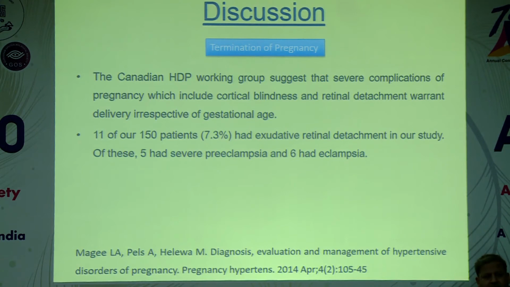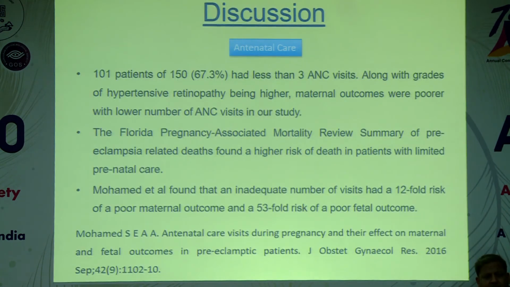But we are also hypothesizing that if there is more severe hypertensive retinopathy, then the obstetrician should consider termination of pregnancy. And antenatal care: the majority of our patients had fewer than 3 antenatal visits, and so along with grades of hypertensive retinopathy being higher, maternal outcomes were poorer with a lower number of ANC visits in our study.